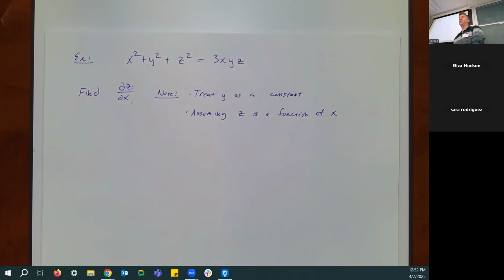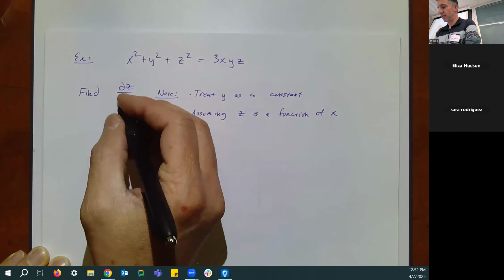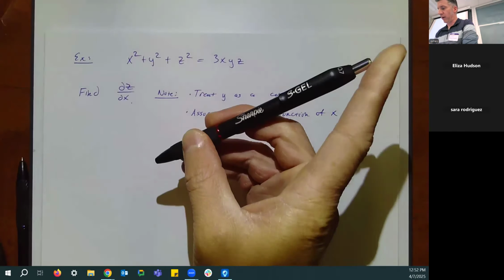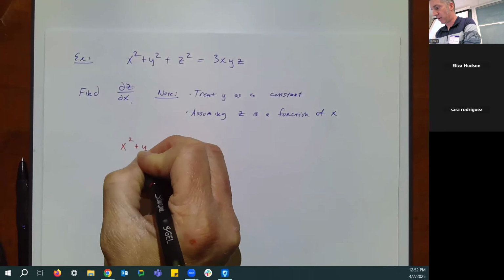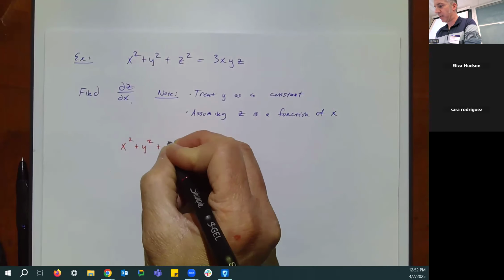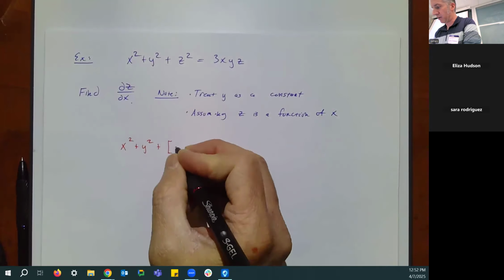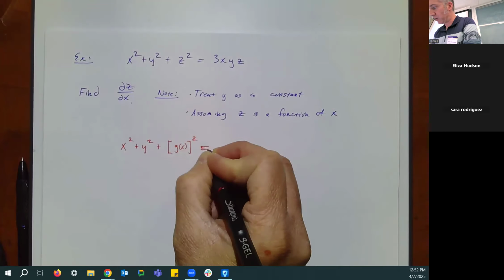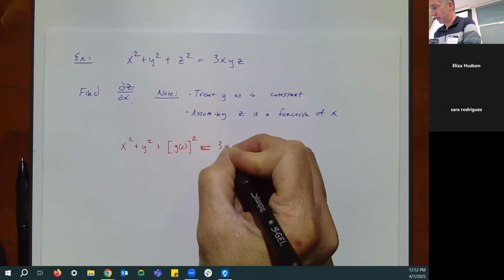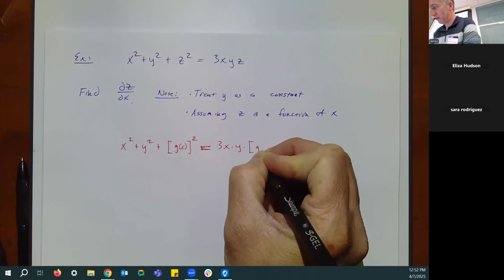So, you guys remember implicit differentiation? Well, it's time to remember it. So we're pretending like z is a function of x. So if it helps, I'm going to write this down for a second. Instead of writing this, we're going to write this. You can write this down if you want to, but you don't need to really. I'm going to say x squared plus y squared plus, okay, z is a function of x, so it's some g of x squared, equal to, sorry, not plus, 3 times x times y times, again, g of x.